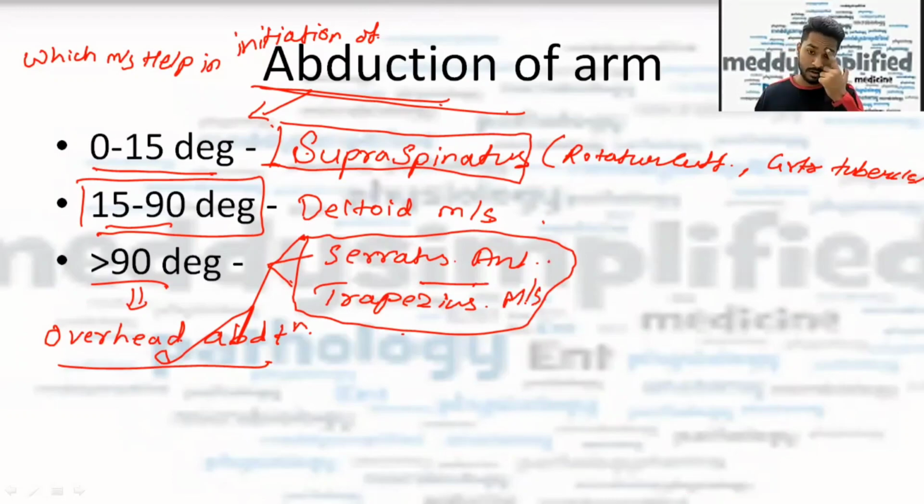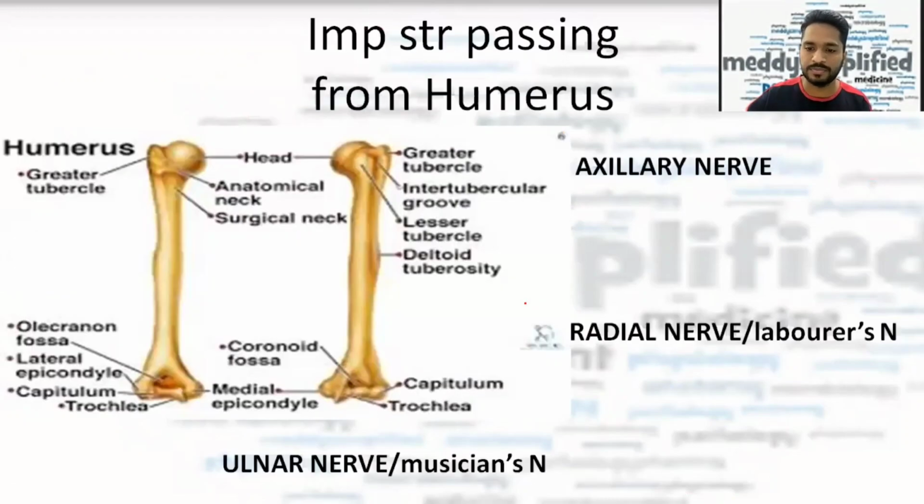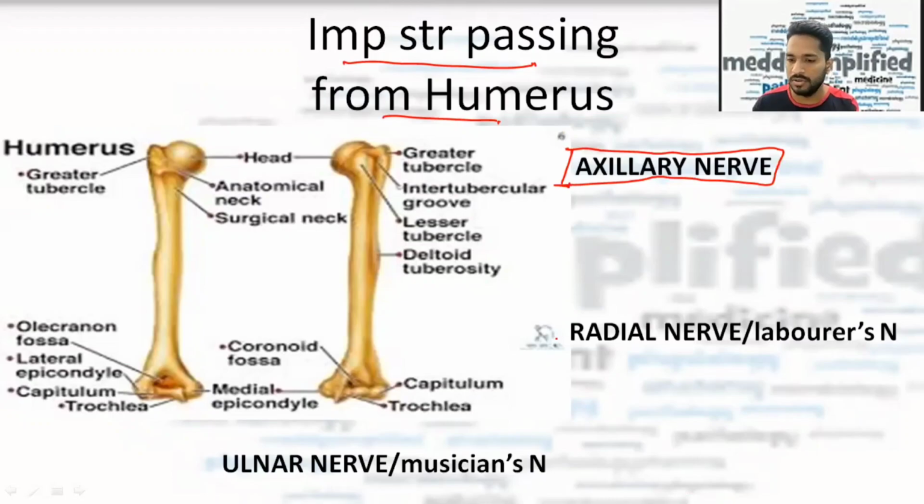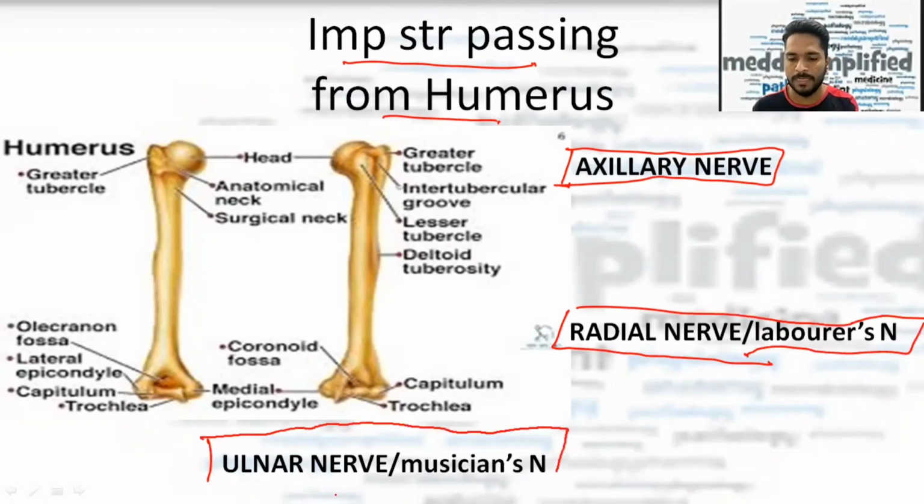So this is another aspect of the arm or the humerus area which can be asked in MCQ form in the FMG exam. Now once again, we are coming back to this image of the humerus. So, important structures passing by the humerus. Why I'm mentioning this? This will have an applied aspect in ortho, and it can be directly answered from the knowledge of anatomy also. So we have three nerves: the axillary nerve, the radial nerve, which is also known as the laborer's nerve, and the ulnar nerve, which is also known as the musician's nerve.